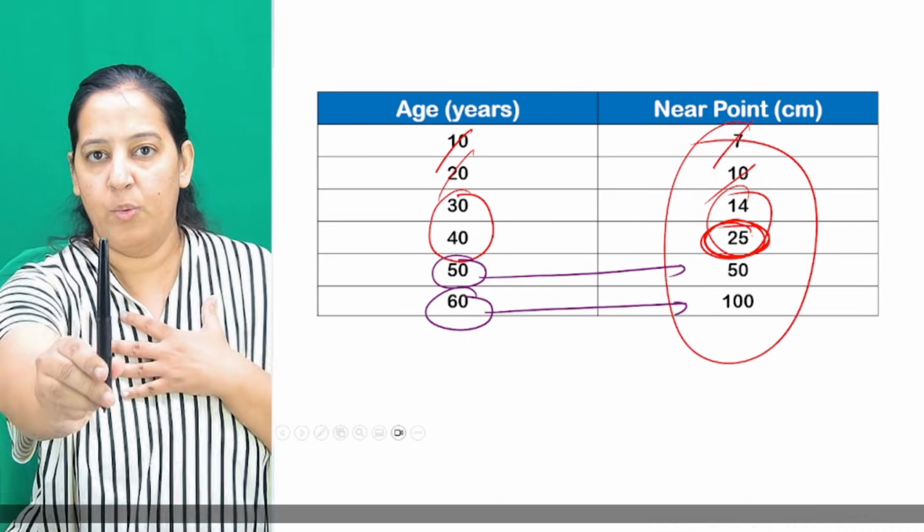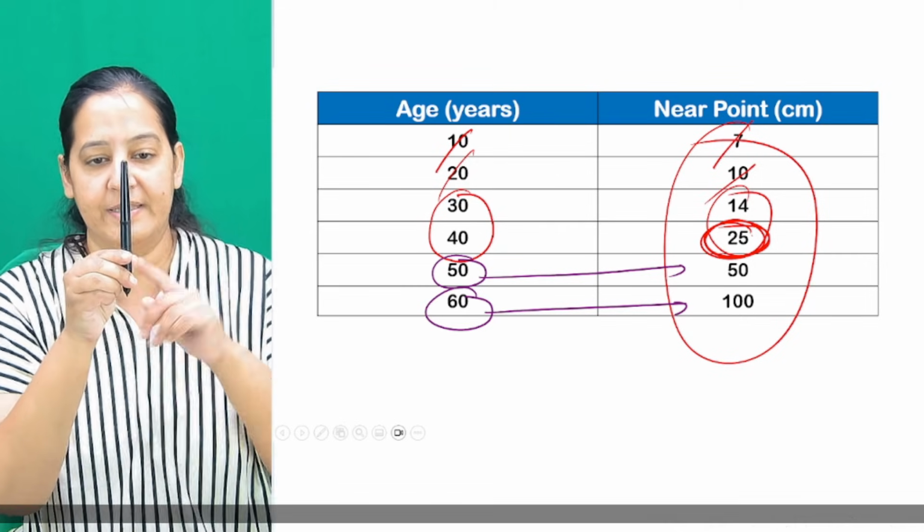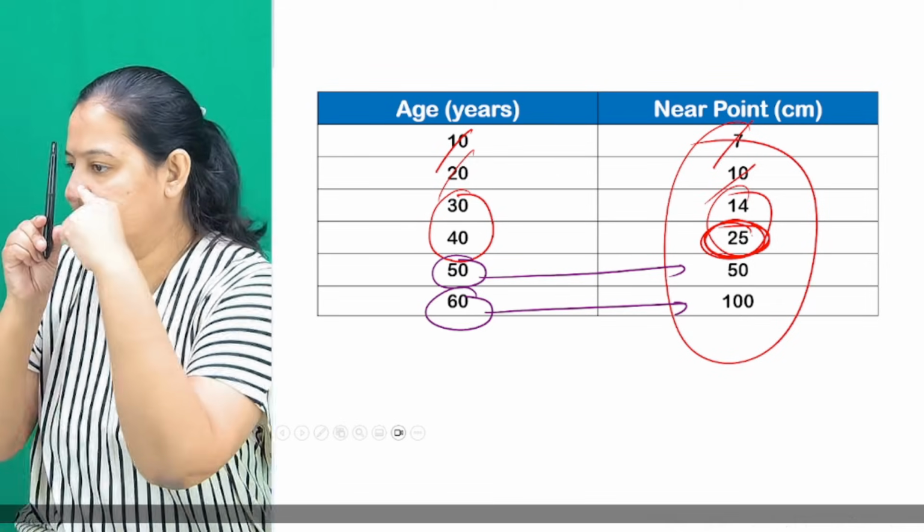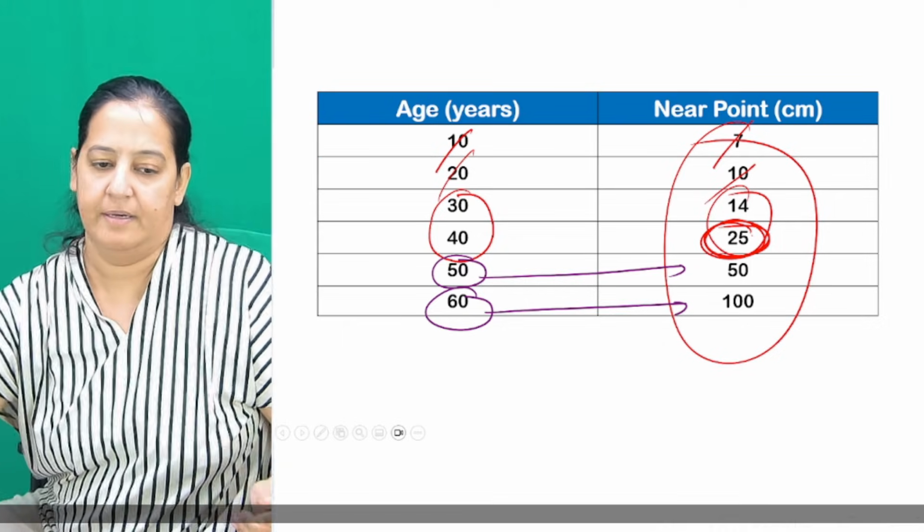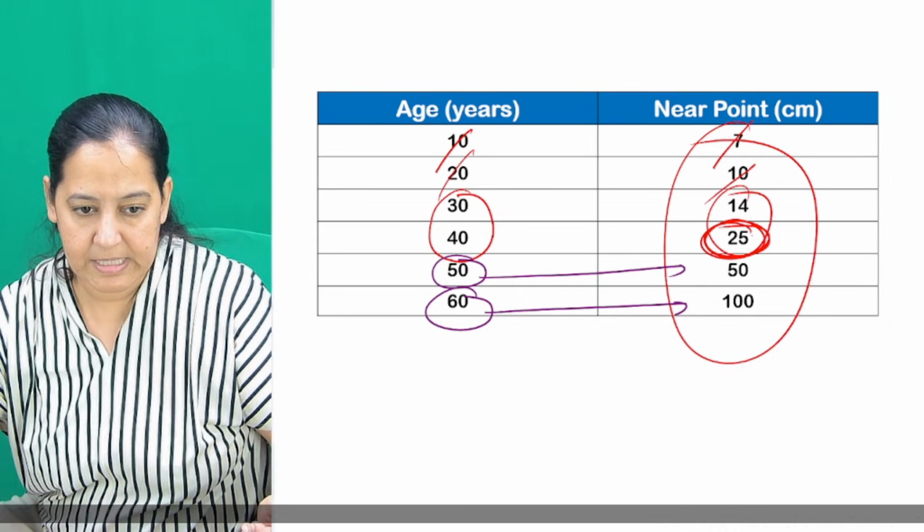Ask your parents what is the closest distance at which they can see this pen clearly, and you can measure this distance. See, this is infinity. I'm bringing the pen closer, closer, closer, closer. I can see. Now it's blurred.